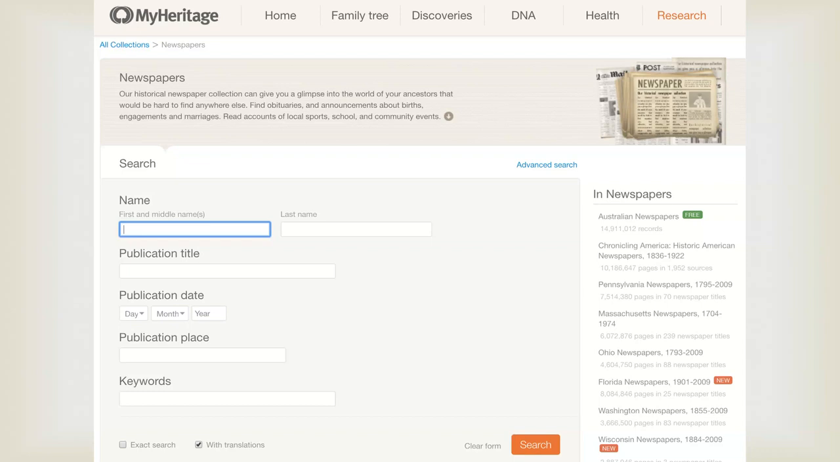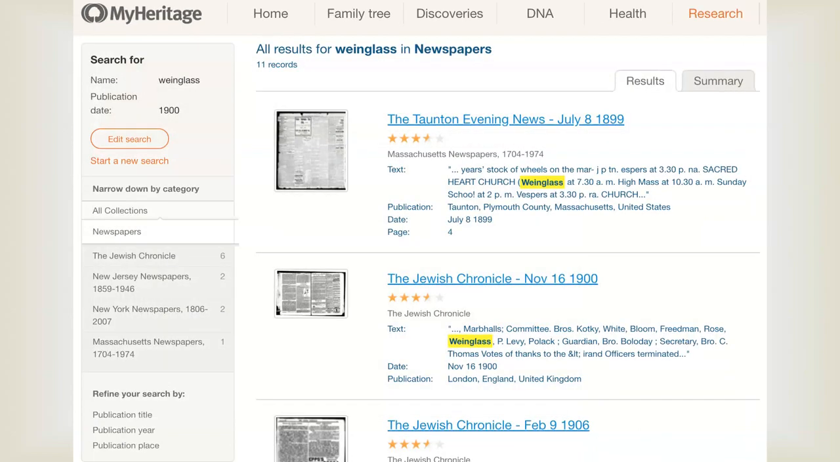MyHeritage also has a number of newspapers. Now, what they also do is they have access to the Chronicling America site. They also take individual pages and break them out by states. And so if you just want to search Pennsylvania newspapers or Florida newspapers or Ohio or Massachusetts, whatever, you can do that. Or you can search across all of them. But it works the same way. If you're a MyHeritage subscriber, you can go in there and search all of this material.